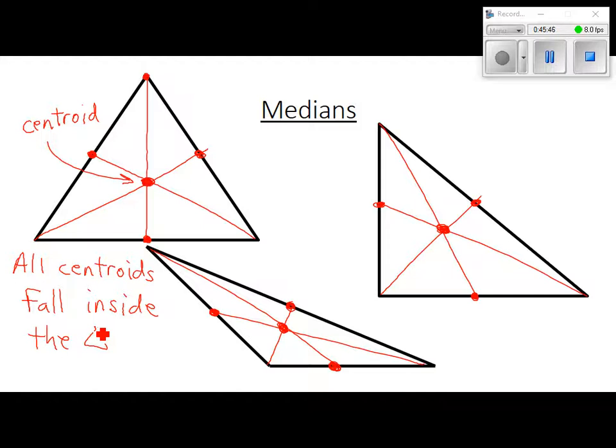Now, I don't want to say the middle of the triangle, because if I ask Peyton to come up and tell me where the middle of this triangle is, he's probably going to point right to there. Oh no, that's sort of hard to find the middle of a triangle, isn't it? This one here, maybe that's the middle. You might even go up here a little bit and say, oh, that's the middle. So it's sort of hard to find the center or the middle of a triangle. So that's the centroid. Got that? All centroids fall inside the triangle, always.